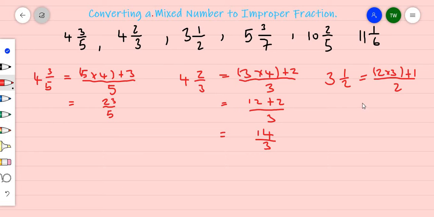Then you just simplify that, and 3 2s is 6, and 6 plus 1, that's going to give us 7. So final answer is going to be 7 over 2. Let's look at another one.